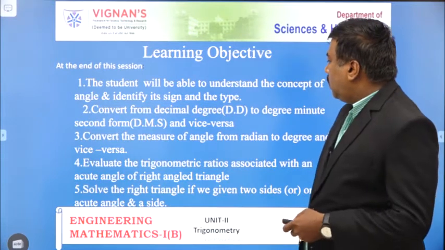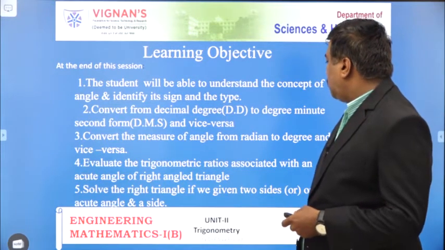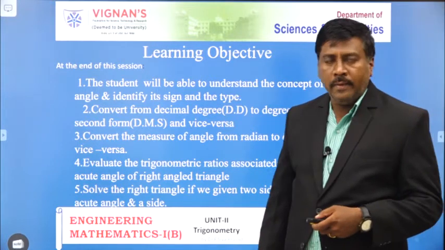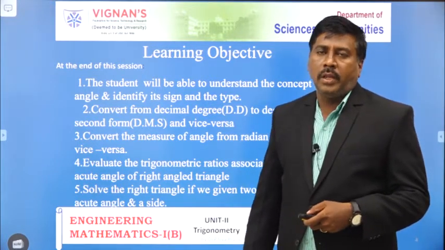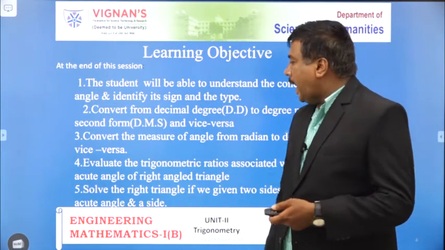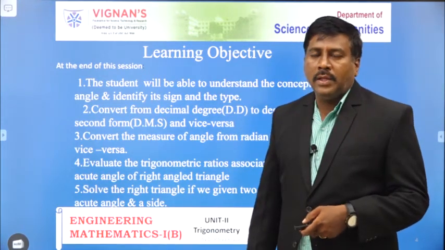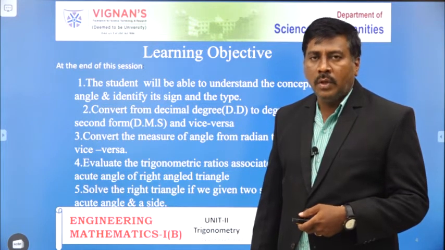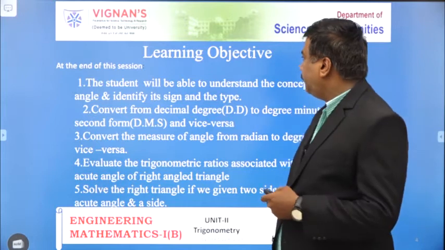Now, solve the right angle triangle if we are given two sides, or one acute angle and a side. In the problem, if two sides, or one angle along with a side, are given, then we have to find the remaining ratios. These concepts you have to learn after completion of this session.